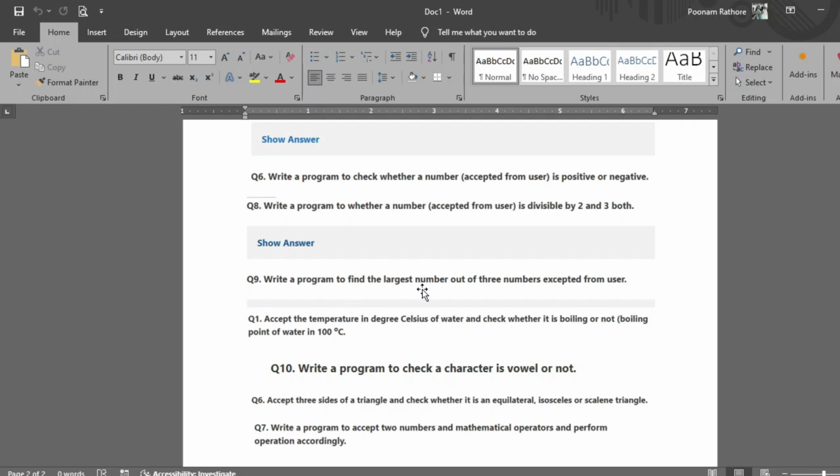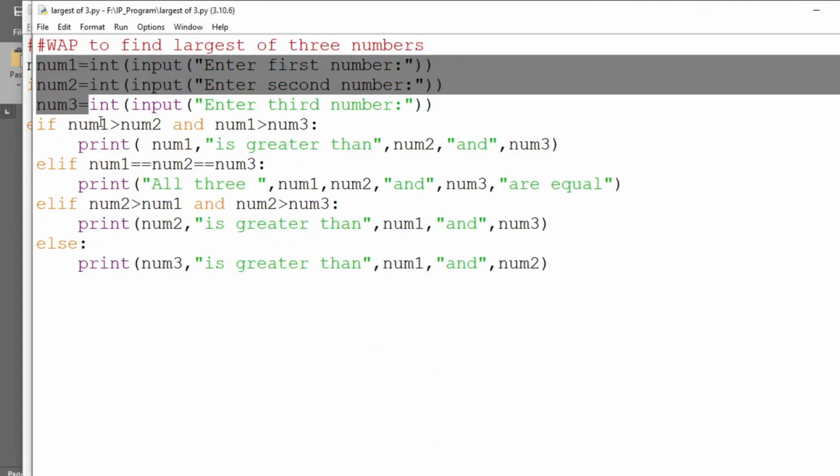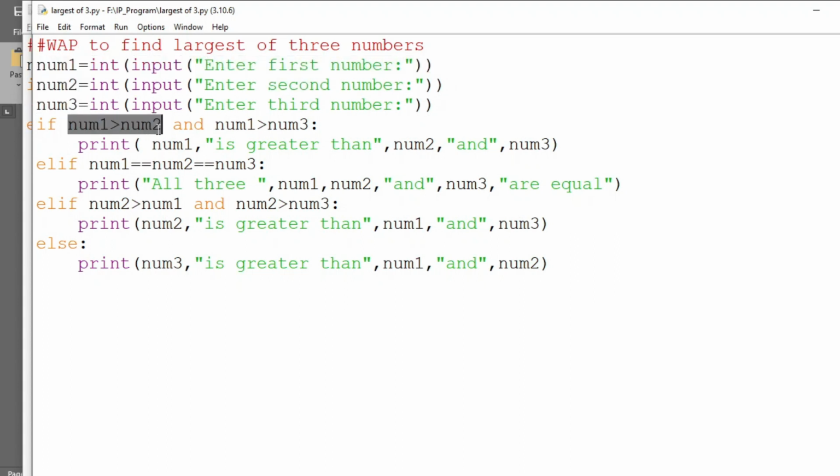Write a program to check the largest of 3 numbers. Input from the user num1, num2 and num3. If number 1 is greater than number 2, then it should also be greater than number 3, right? So AND operator you are going to use over here also. In case this condition is true, what you are going to print? That number 1 is greater than both the number 2 and number 3.